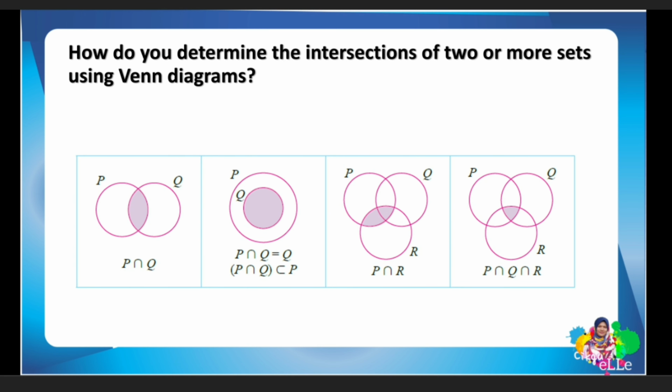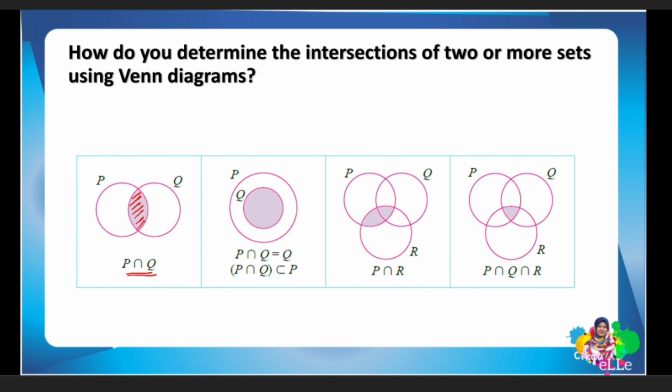Okay, now how to determine the intersection of 2 or more sets using a Venn diagram. There are several situations for intersections. The first one, P intersection Q, where some elements of set P and some elements of set Q have common elements. This side is the intersection between P and Q. It represents P intersection Q.